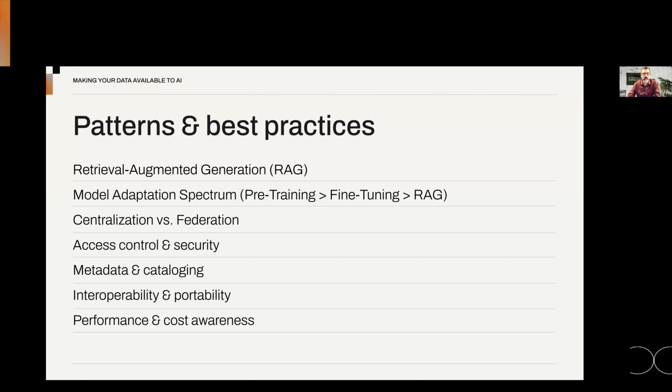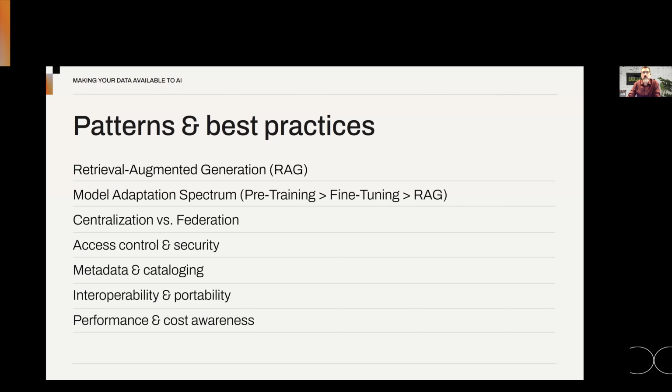Next up is centralization versus federation. Organizations tend to manage data in two ways: centralization, that is bringing data together in one place, versus federation, which is keeping data distributed but making it accessible through shared standards and governance. Most companies, by the way, succeed with a hybrid model in the end. It's not a matter of choosing one end of the spectrum or another, but rather combining the two. So centralizing common shared data while federating domain-specific data, where local control matters, is a winning proposition.